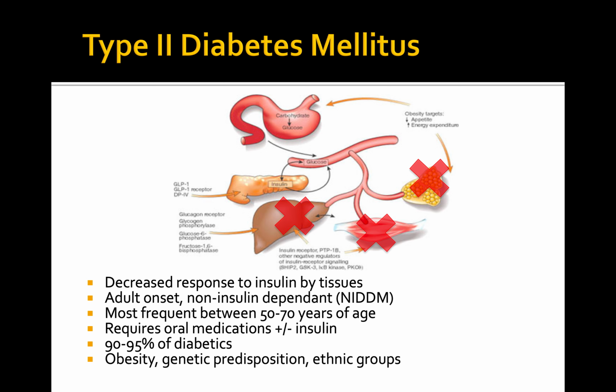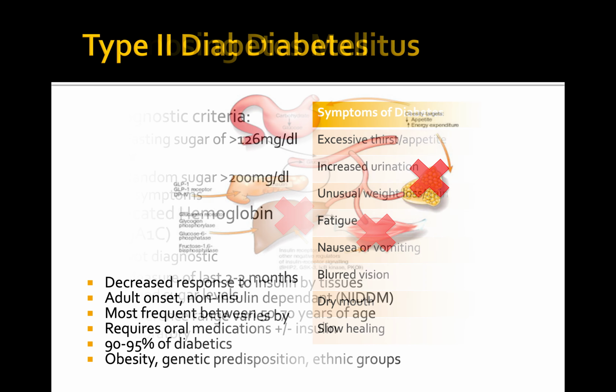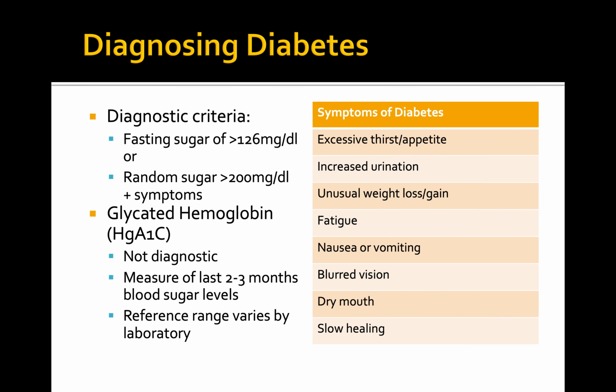It's more likely in those that are obese, have a genetic predisposition, and certain ethnic groups have a higher incidence of type 2 diabetes. The diagnostic criteria vary somewhat and they change, but in general, fasting sugar of greater than 126 or a random sugar of greater than 200 plus symptoms. Some symptoms of diabetes can include excessive thirst or appetite, increased urination, unusual weight loss or gain, fatigue, nausea or vomiting, blurred vision, dry mouth, and slow healing.